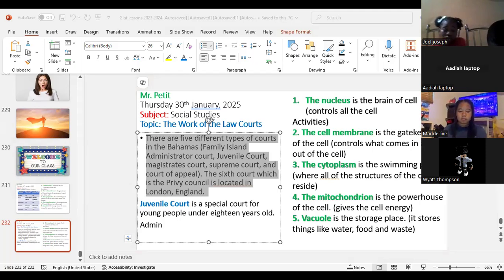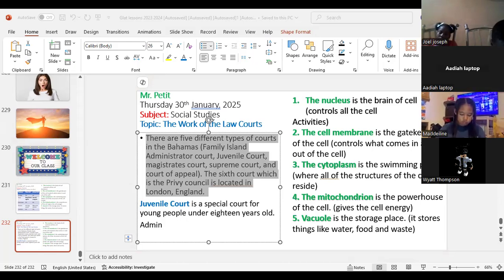Very good. And then how many courts do we have in total? 5. And then plus the sixth one. The sixth one is in London. Privy Council.